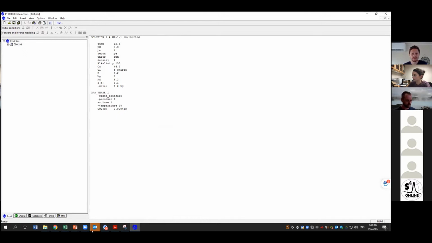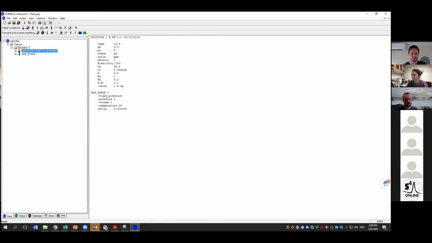So now we know that the solution is oversaturated. It's got a saturation index of 0.57. And we've got the gas phase now represented with carbon dioxide present. And now what we want to do is use this information to work out how much calcite might be deposited onto the speleothem. So what we're going to do is go back here to the GUI.